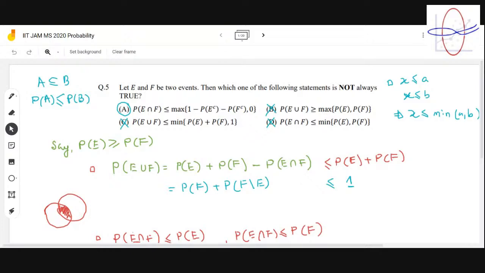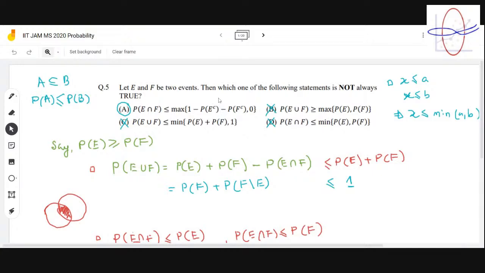I will not do all the problems. There are around 26 problems in probability in 2020, and we will be discussing a few of them, until I get tired. Okay, so let's do the first problem of probability.